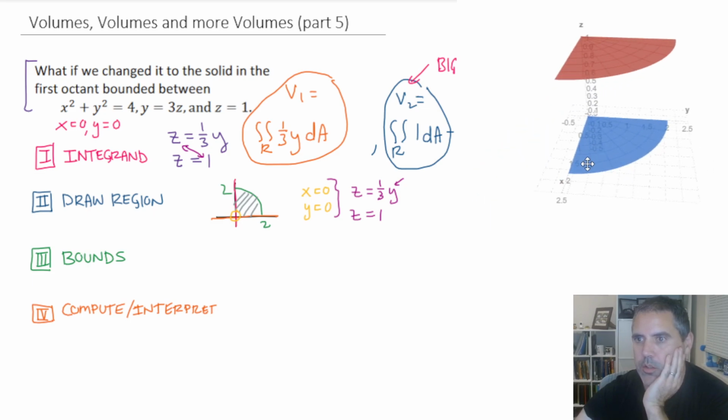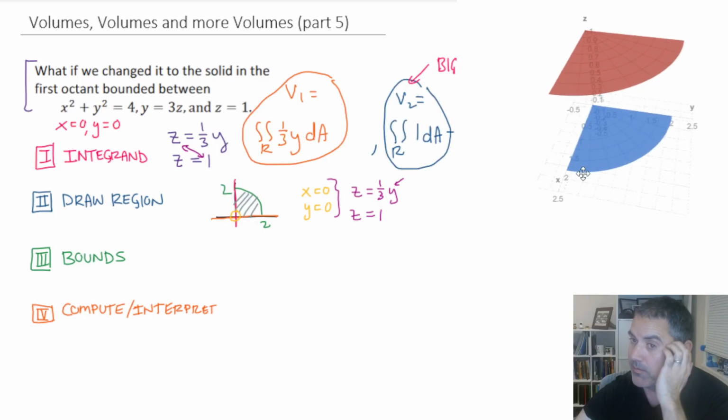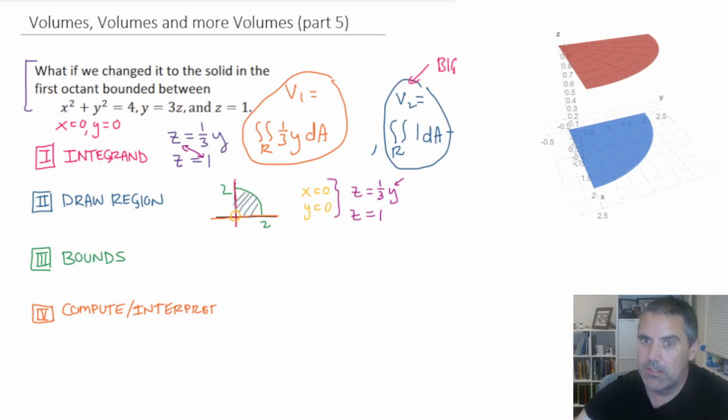So we're going to find the volume up to there, which actually we could do without calculus. And then we're going to find the volume up to, let's see if I have it here. Not that one.